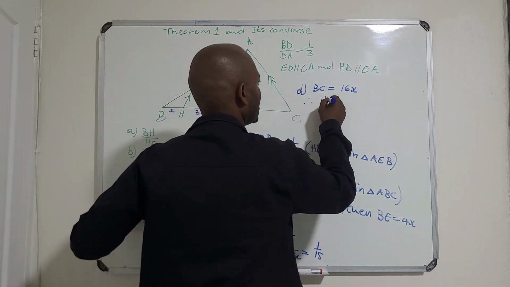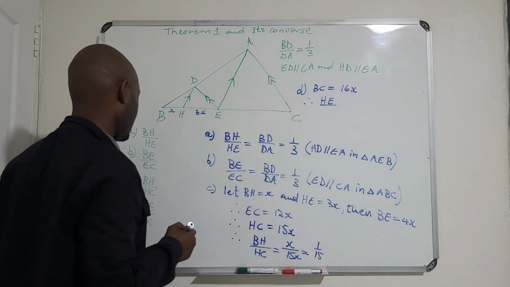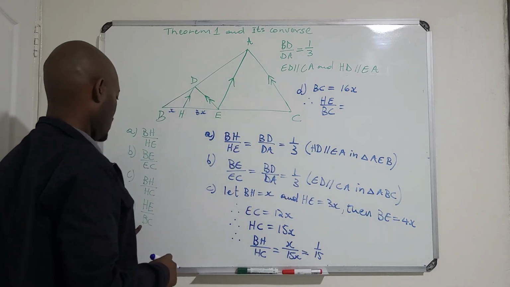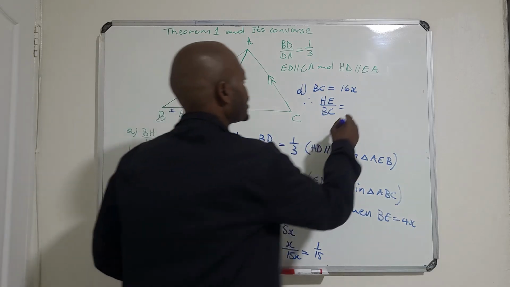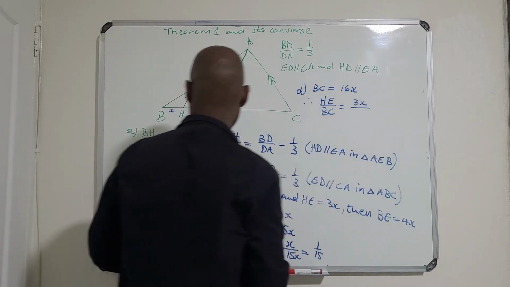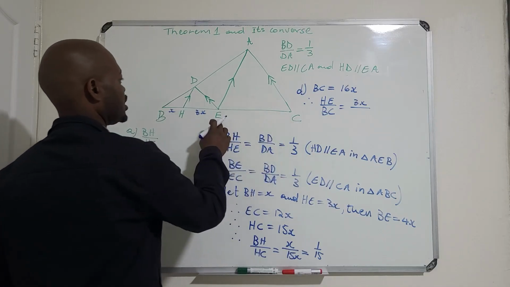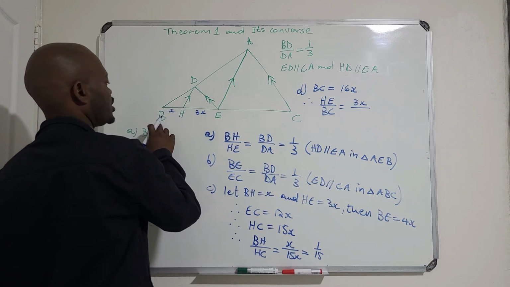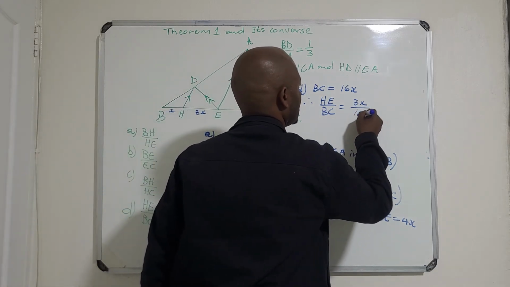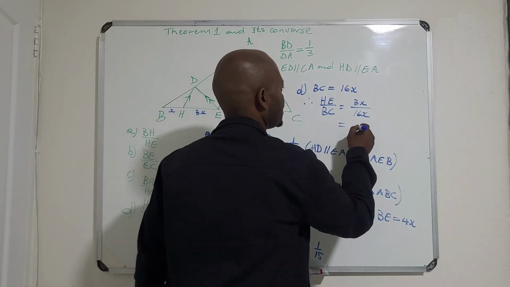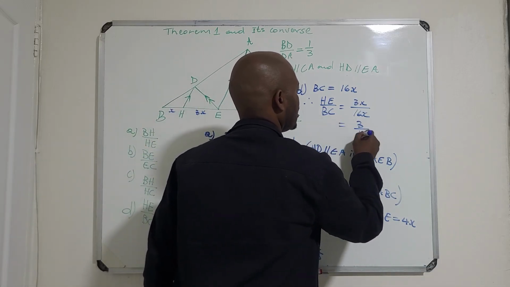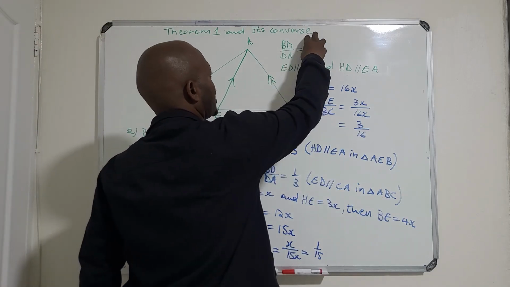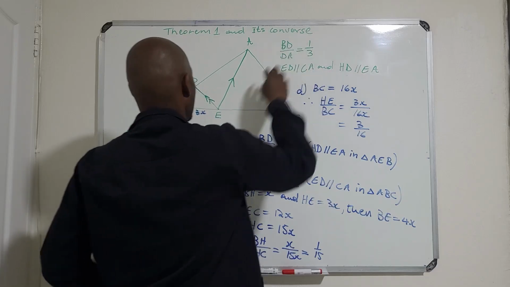Therefore, HE over BC is equal to, what is HE? HE is 3x, over, what is BC? We've just said 12 plus 3, which is 15, plus x, which is 16x. Therefore, this is the same as 3 over 16.